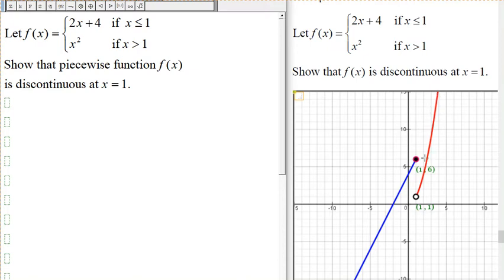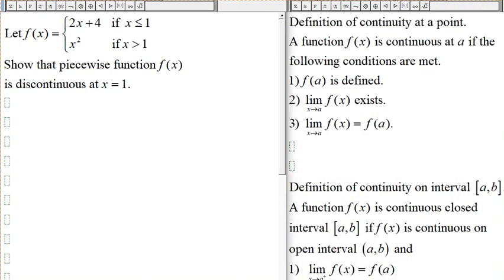And again, we want to show that the function is discontinuous at x equal to 1. And one more time, to show that the function is discontinuous at x equal to 1, we must show that one of these three conditions fails. And so first, we need to see if f of a, or f of 1, is defined.